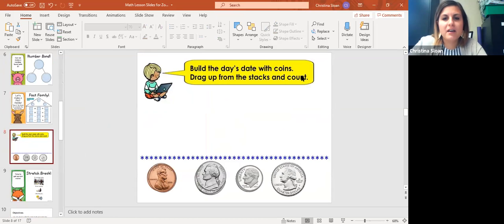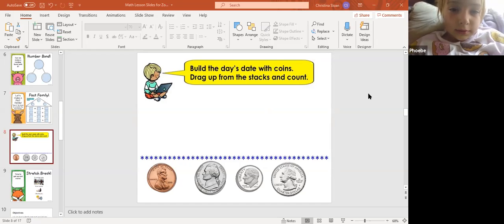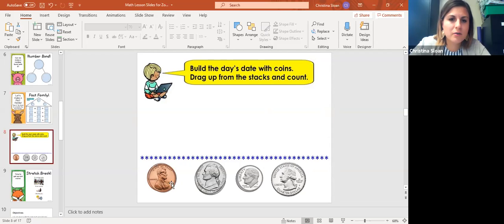We are going to make 17 cents. But before we make 17 cents, we are going to do our number chant. So I'm going to unmute everybody so we can do it all together. I can't see it. Oh, can you all see the coins?